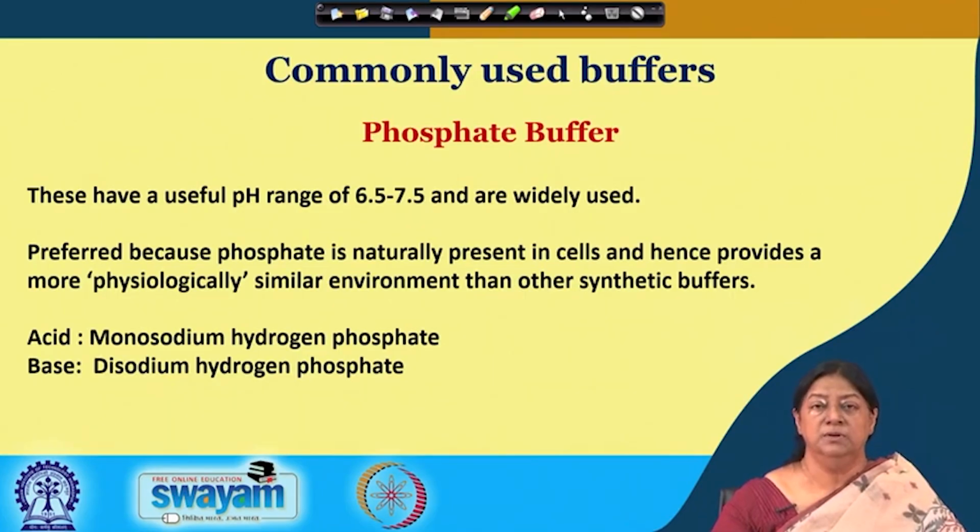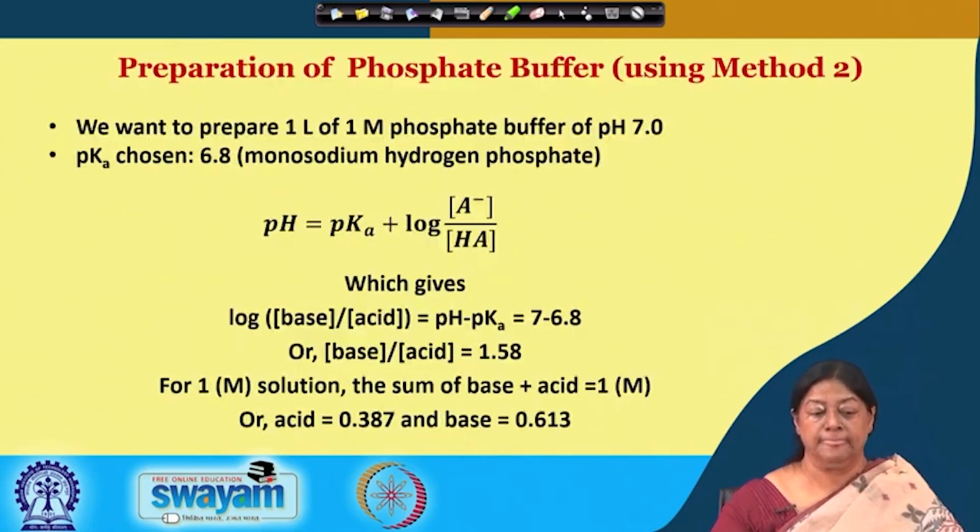The useful nature of the phosphate buffer is its pH range of around 6.5 to 7.5, and it is preferably used because phosphate is naturally present in cells and hence provides a more physiologically similar environment than other synthetically used buffers. Here the acid is monosodium hydrogen phosphate, the base is disodium hydrogen phosphate.